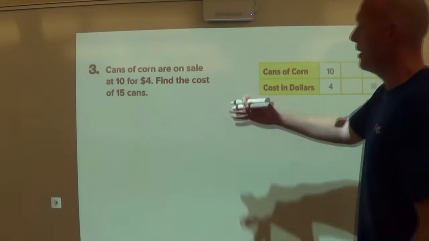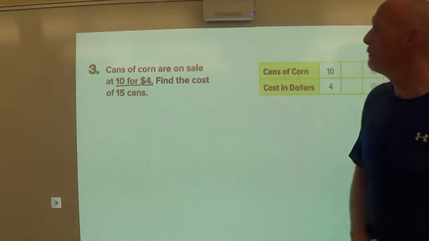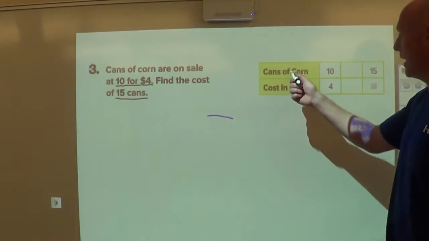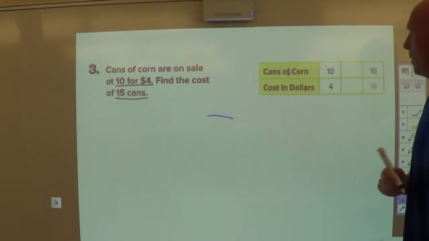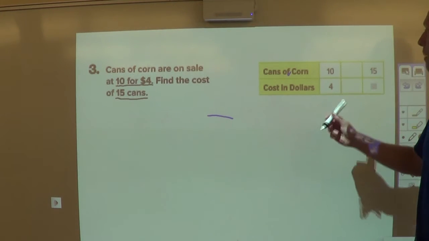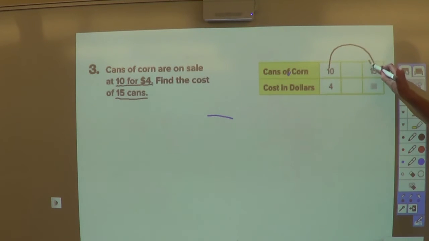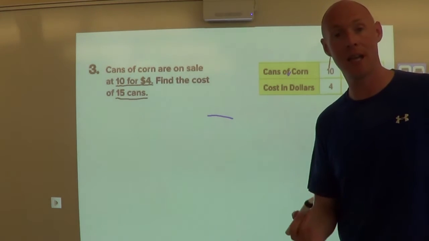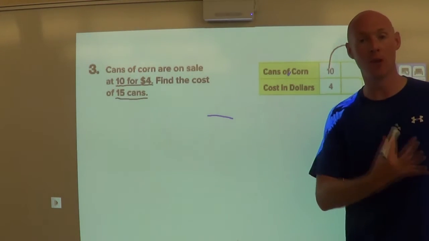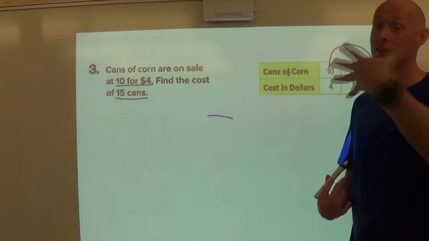Okay. So here we have another example. This one is cans of corn are on sale 10 for $4. Find the cost of 15 cans. Okay, so we set up our chart already. Cans of corn versus cost in dollars. Cool. Cans of corn, we know it's going to be 10 for $4. But we want to know how much 15 costs. So the first question's got to be, how do I go from 10 to 15 using multiplication? Well, you're probably thinking right now that there is no way you can multiply 10 to get to 15. 10 times 1 is 10, 10 times 2 is 20, that's too high.